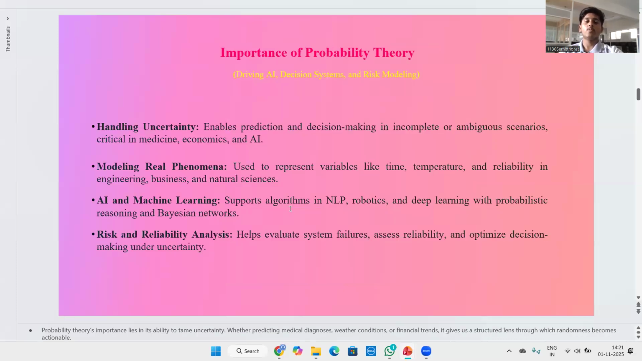Next, we see the importance of probability theory. Probability plays a critical role in many domains. It helps in handling uncertainty, vital for AI, economic, and medical prediction. It models real-world phenomena like reliability, time, or temperature variation, etc. It also supports decision-making in machine learning using probability algorithms. In AI, probability allows systems to adapt and learn from uncertain data. In finance, it helps measure risk and forecast future outcomes. Overall, it bridges the gap between randomness and logical predictions.